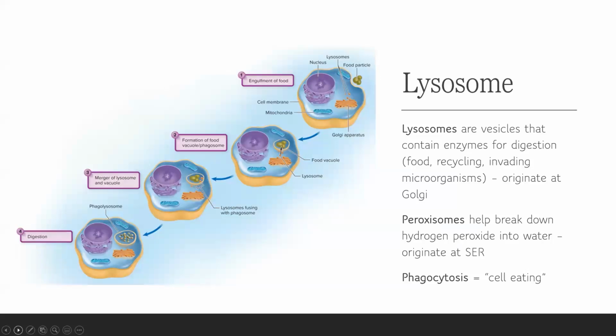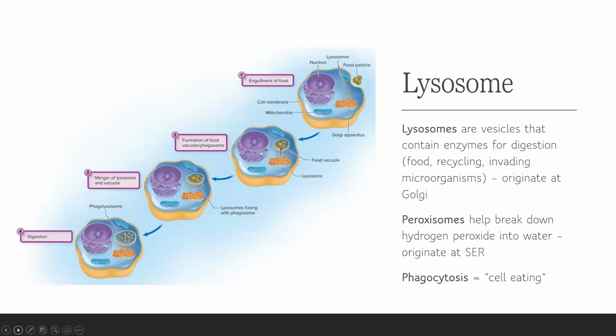There are specific types of lysosomes known as peroxisomes. So again, they will look very similar, vesicles with molecules within. These are just vesicles that have specialized enzymes for breaking down hydrogen peroxide.